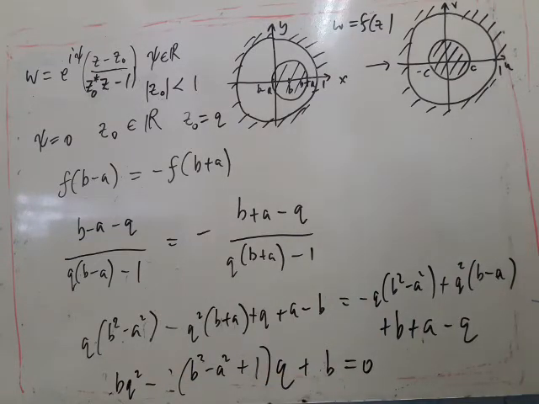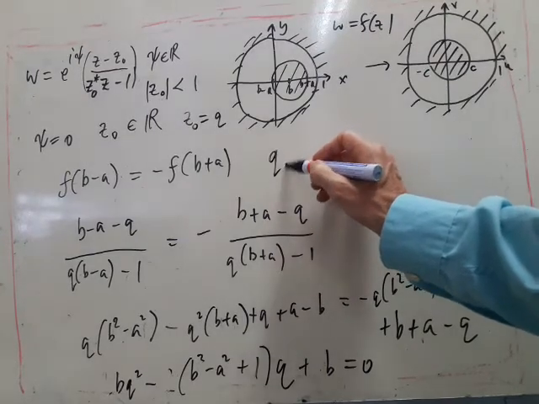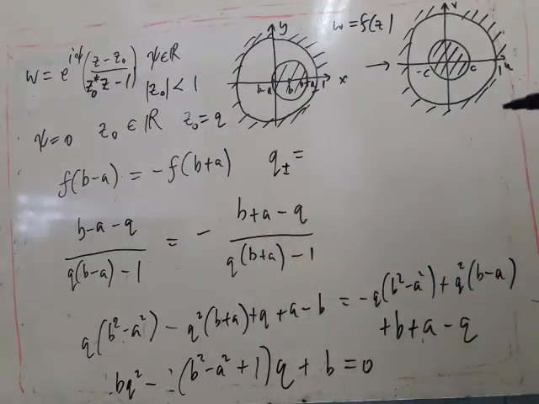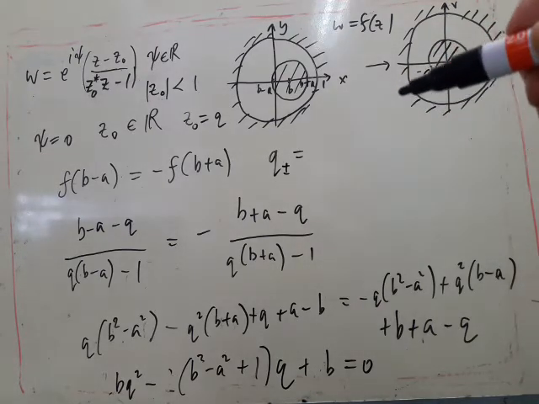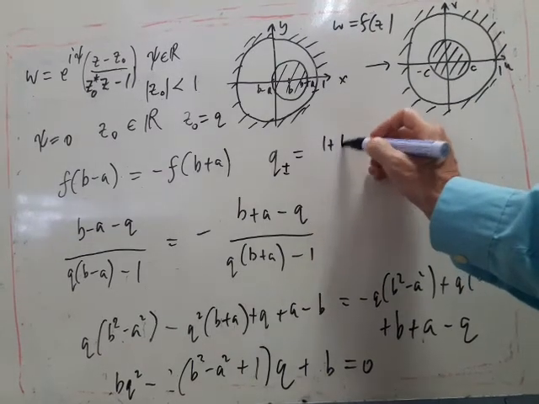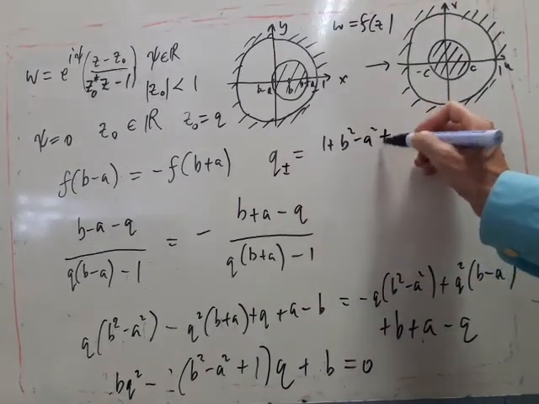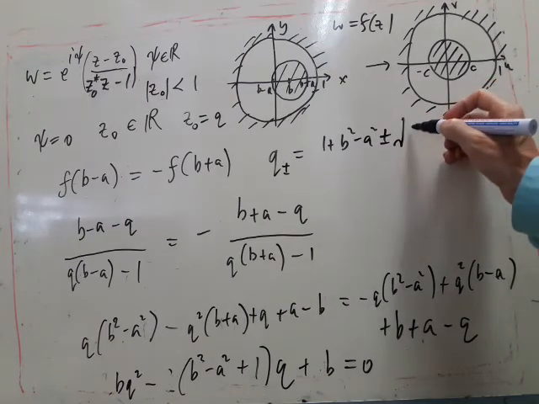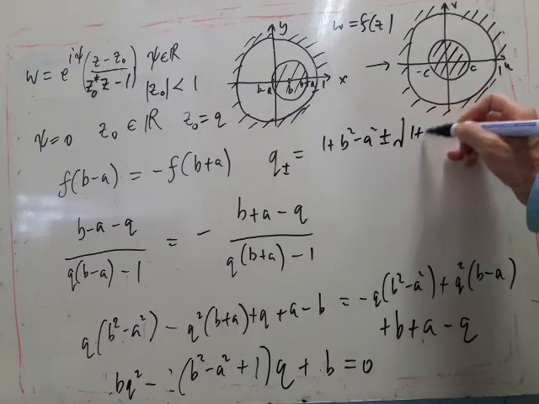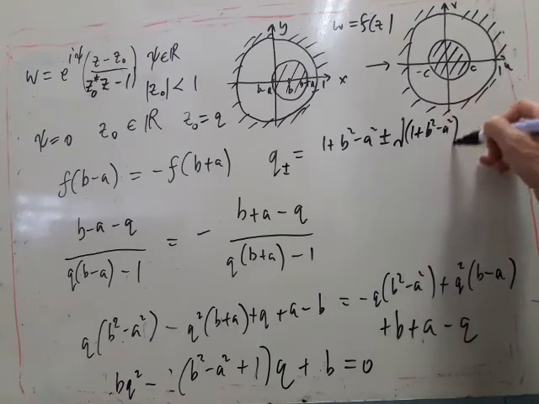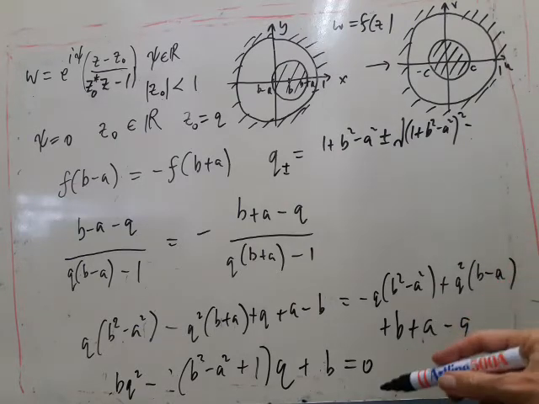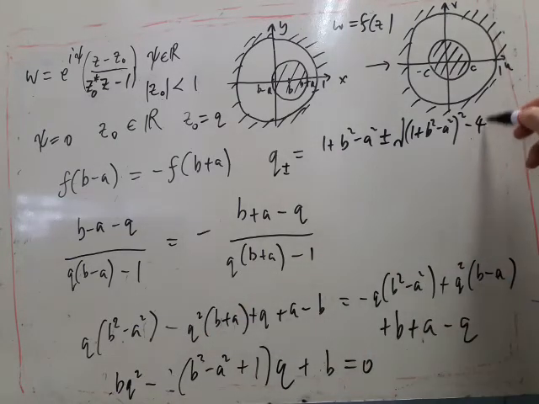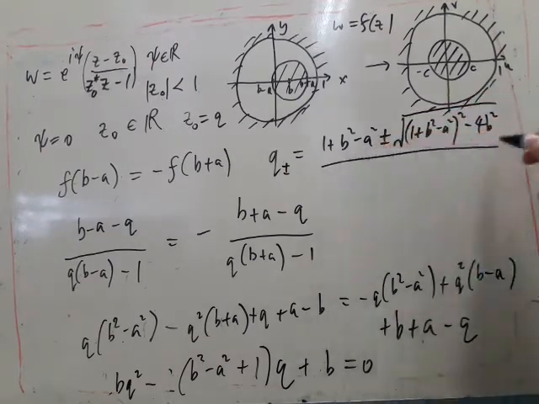Which I can then solve to give me q. I write q plus or minus is minus b. So it's 1 plus b squared minus a squared, plus or minus the square root of 1 plus b squared minus a squared, all squared, minus 4ac, which is bb, so it's minus 4b squared, over 2b.